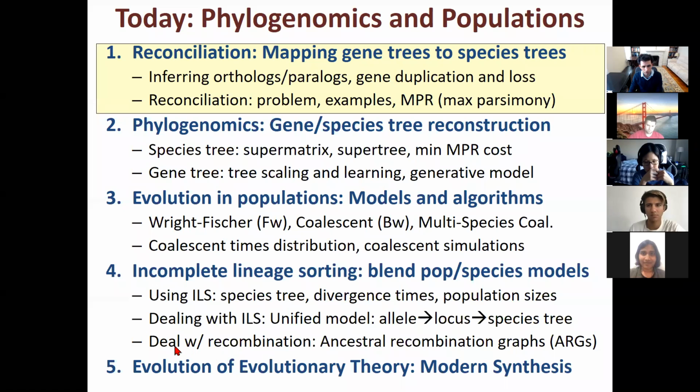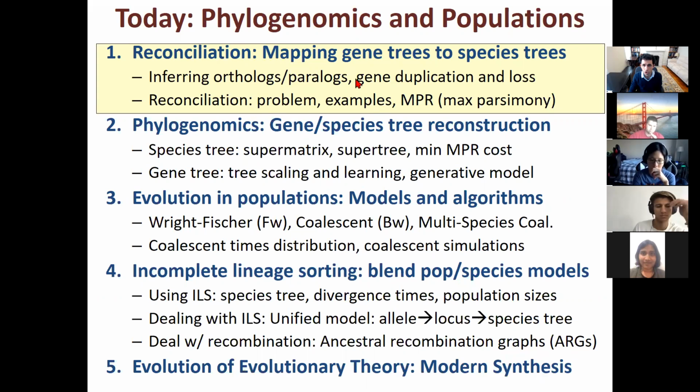And then lastly, we're going to look at how we can deal with recombination events and talk about ancestral recombination graphs, or ARGs. And then lastly, I'll touch upon a few points on the recent, over the last century, evolution of evolutionary theory and this whole modern synthesis, or the second modern synthesis more recently. So let's dive right in.